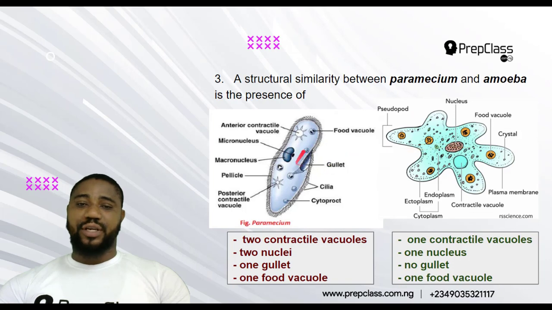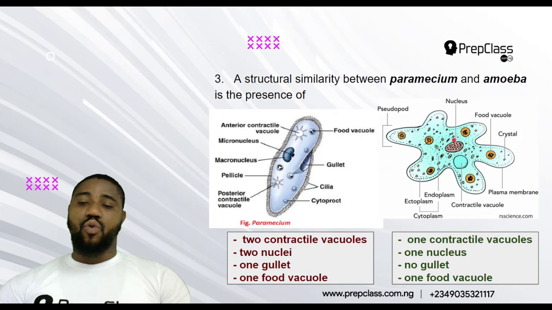Look at their structures here. You can see that the paramecium is more advanced than the amoeba. The paramecium has 2 nuclei, the meganucleus and the micronucleus. Amoeba has just 1. So we are looking for the structural similarity, but I've pointed out one difference now.